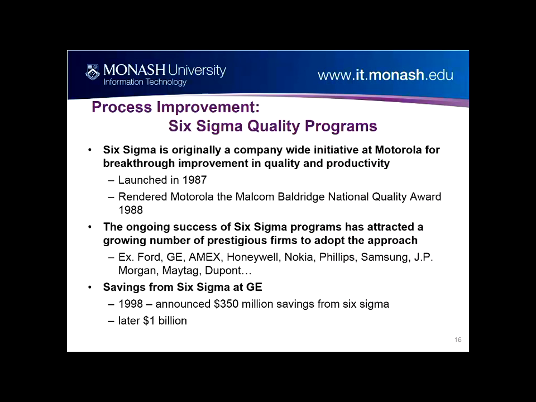Because of Six Sigma, in 1998 GE had a saving of 350 million from Six Sigma. And later on, it became 1 billion. But today, is GE doing very well? To some extent, GE is doing well in some sense, but they have introduced what they call innovation, and that is what they introduced: blockchain.